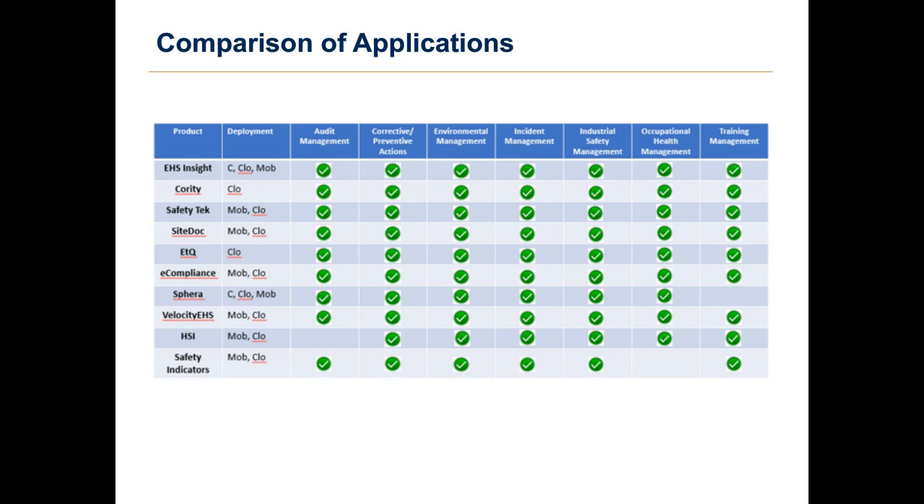All right. You can see that under audit management, HSI lacked the audit management aspect, and under your occupational health management, Safety Indicators did not have a tool within their process or their application to conduct occupational health management. So these were aspects. So the 10 that I chose met these 8 criteria that I was looking for.